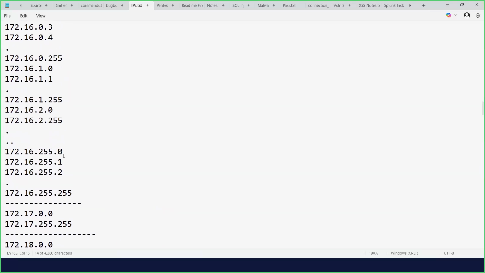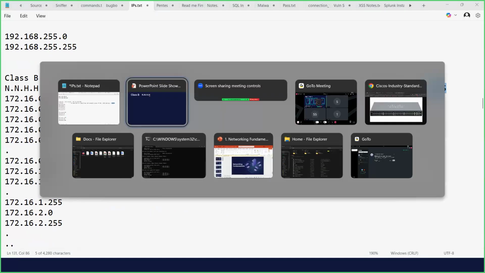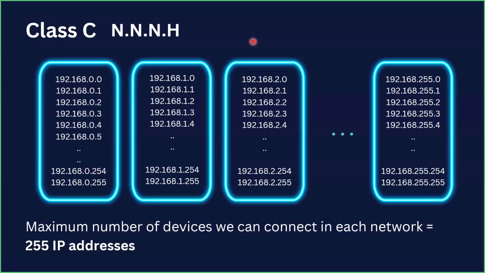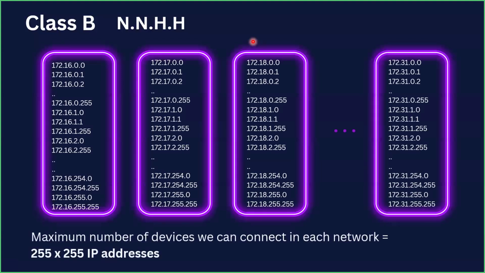Okay. And in each network now, how many devices are we able to communicate with, guys? Since you have two host portions, you can connect a maximum of 255 into 255 devices, which is approximately equal to 65,535. Okay. In class C, you could only connect 255 devices, not more than that. But in class B, in each network, we are now able to communicate with 65,000 devices, a very large number. Okay. Is that clear for everyone? Any questions regarding class B?